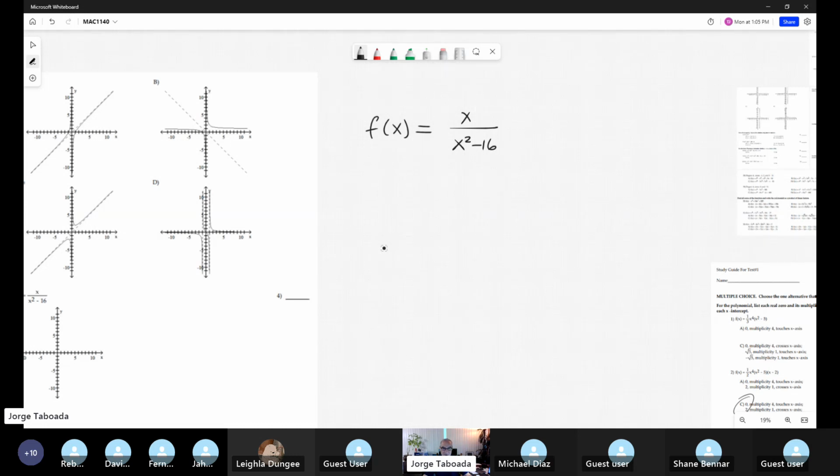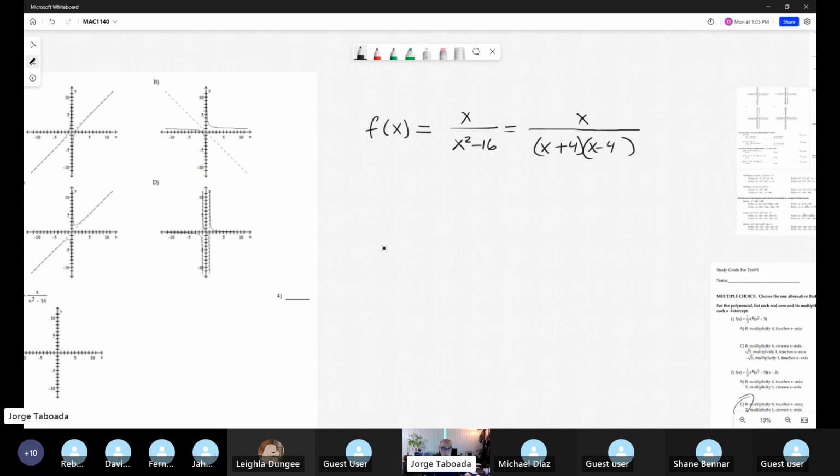For example, the first thing is factorization. The only possibility of factorization in this example is the difference of squares: x minus 4 times x plus 4. Okay, no common factor that we cancel out, therefore no hole.